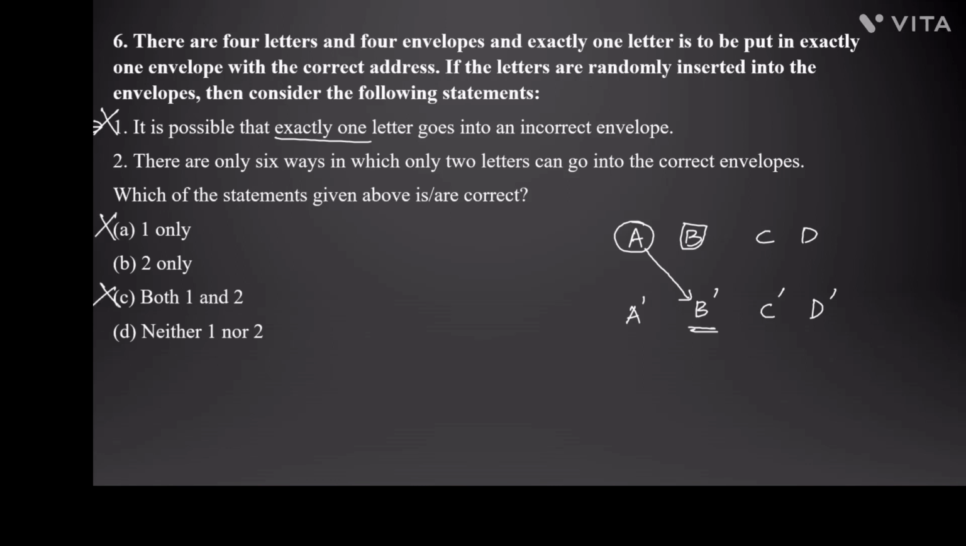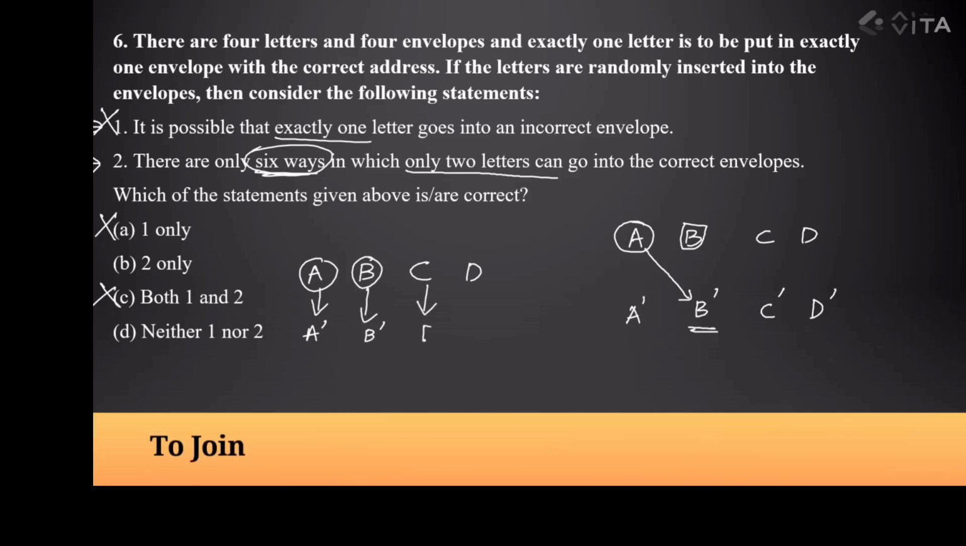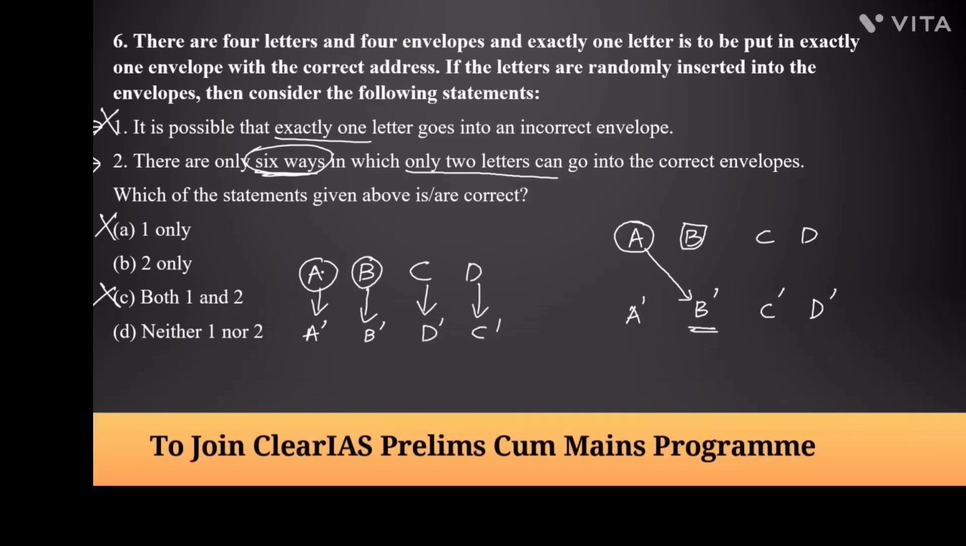Now let's analyze statement 2. Statement 2 is saying that there are only 6 ways in which only 2 letters can go into correct envelopes. So let's take a scenario here, okay? Only 2 letters can go into the correct envelope. Let's say A and B are going to the correct envelope. So that means A is going to A dash and B is going to B dash, right? These two are going to the correct envelope. That means the other 2 letters C and D are going to the incorrect ones. So C is going to D dash and D is going to C dash. It's possible. So this is one scenario, right?